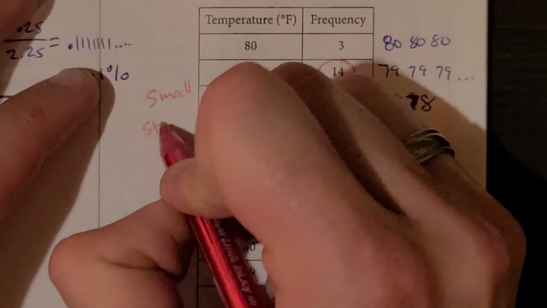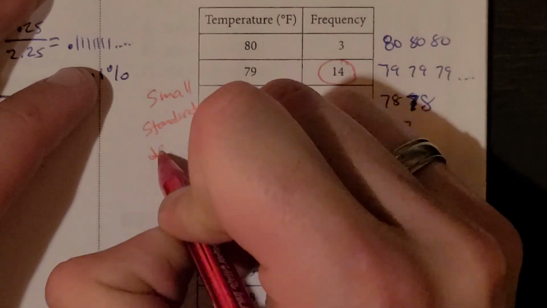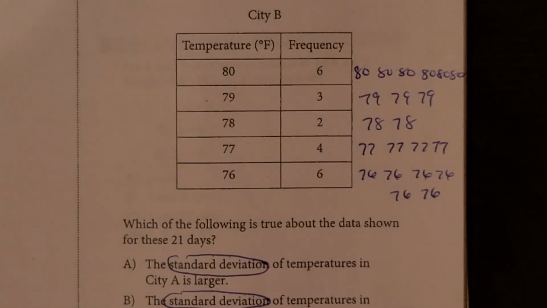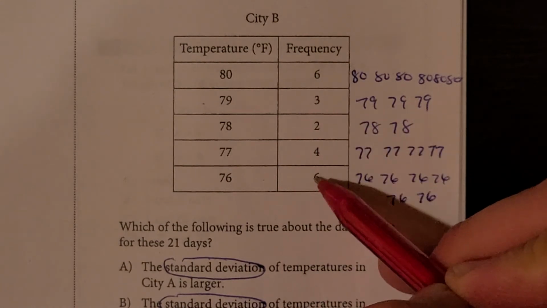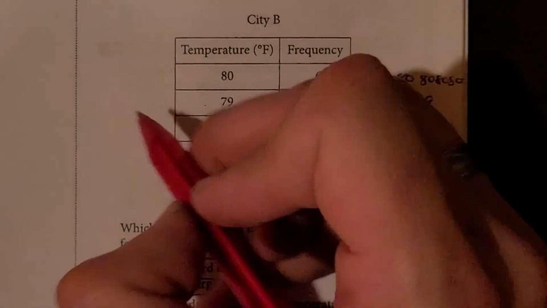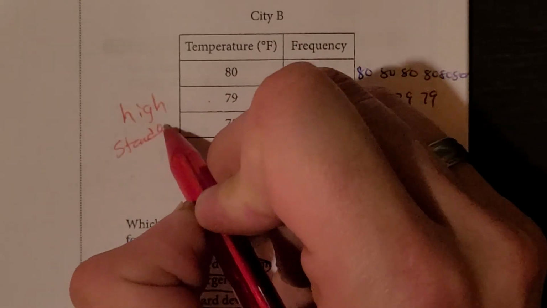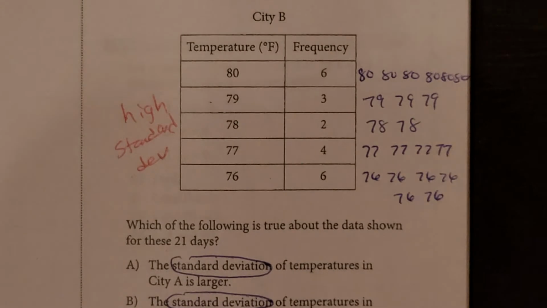Small standard deviation. A different way of saying it is my spread is very small. Like these numbers aren't spread apart. I don't have a ton of high numbers and a ton of low numbers. Most of them are in the middle. Versus here, I've got 6 at the top, 6 at the bottom. It's kind of evenly spread out. So that means I have a high standard deviation. Notice I haven't done anything in terms of calculating. This is more of just a guess, and that's okay.